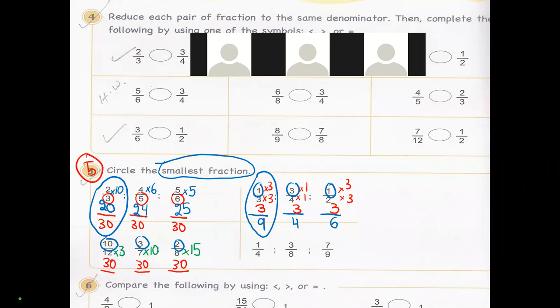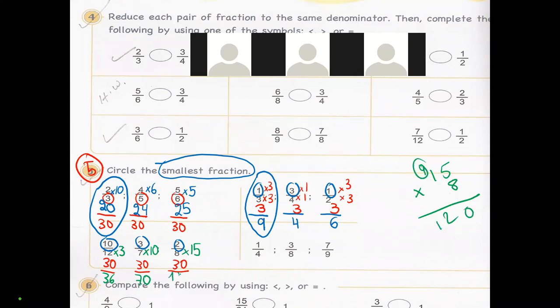Okay, let's multiply the denominators. 12 times 3. How much? 36. Excellent. 7 times 10. 70. Bravo. 15 times 8. How much? 120. Let me check it. 8 times 5, 40. 100. 8, 9, 10, 11, 120.